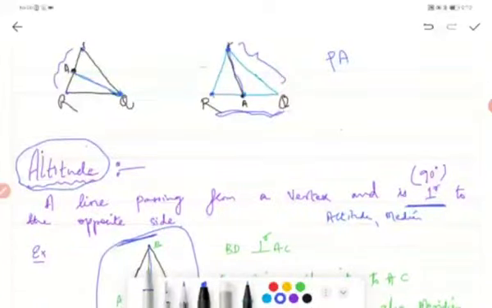Now tell me, if I take something like this, a line. This is A B C, and I will take here, this is the midpoint of AC. If I take a line like this which has some point E, do you say DE is a median or altitude? It is neither median nor altitude, because E is not starting from any vertex, neither is D starting from any vertex.